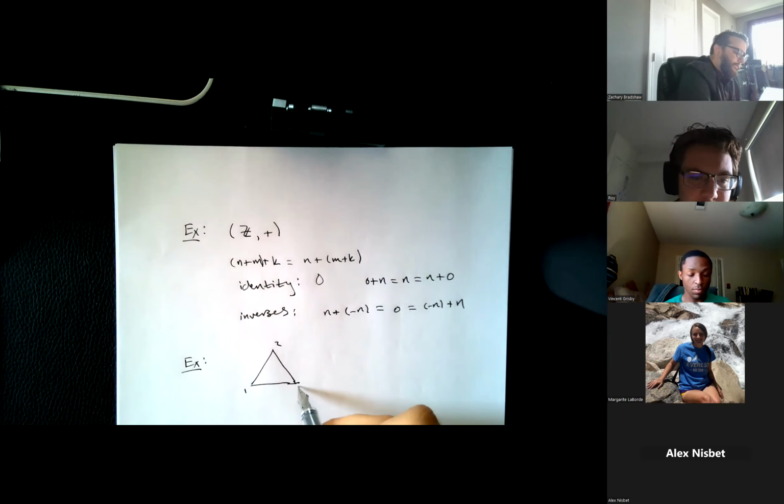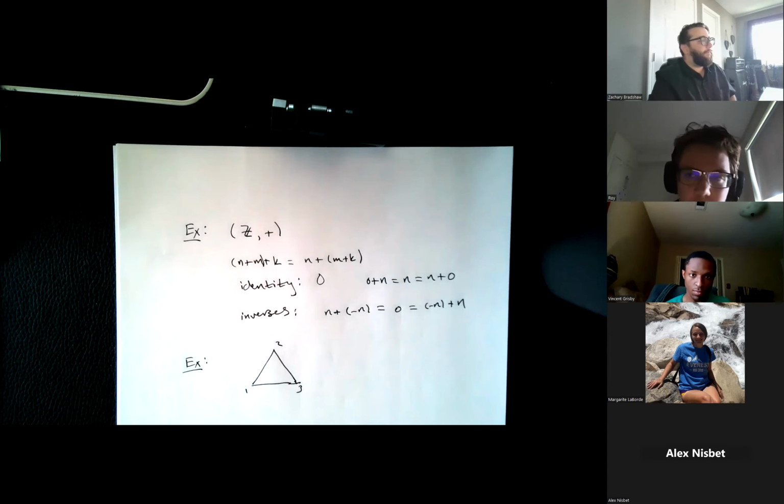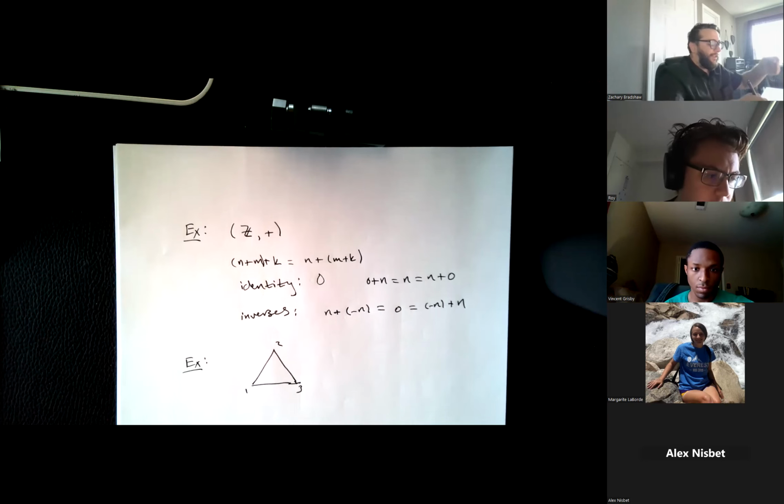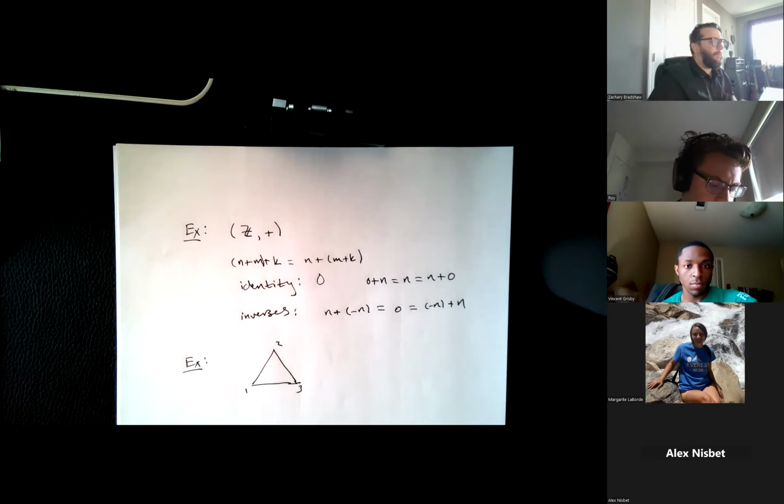Let's label the vertices here 1, 2, 3. Well, the triangle is invariant under a rotation by 120 degrees. Right? If I rotate this thing 120 degrees, it looks exactly the same. The numbers are displaced, but the numbers aren't a part of this construction. The triangle itself looks exactly the same.